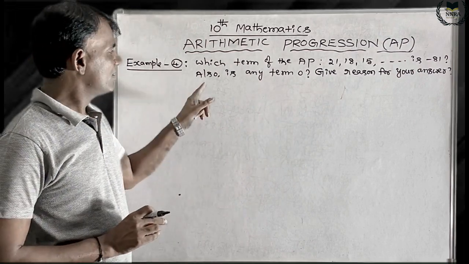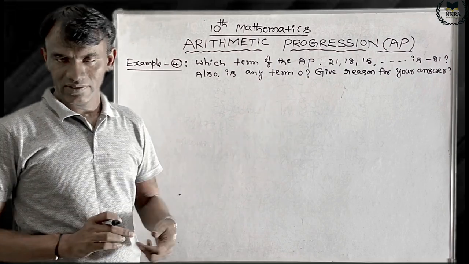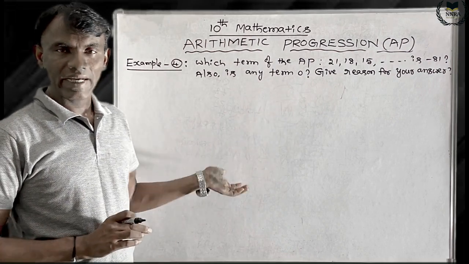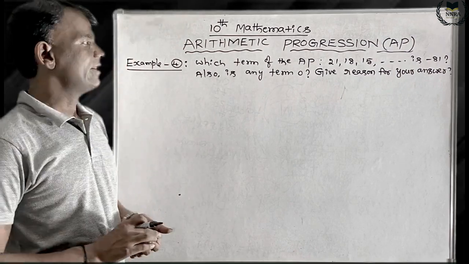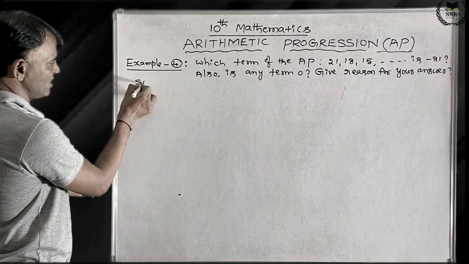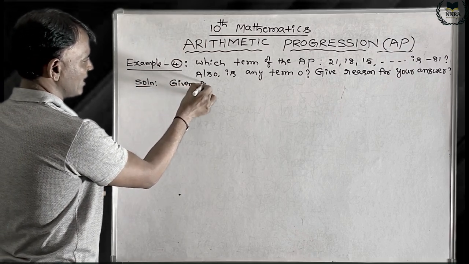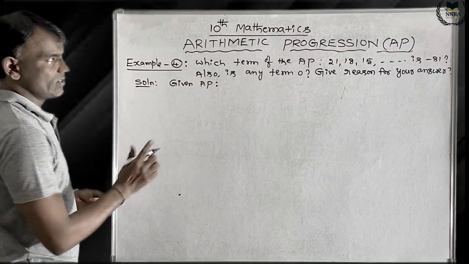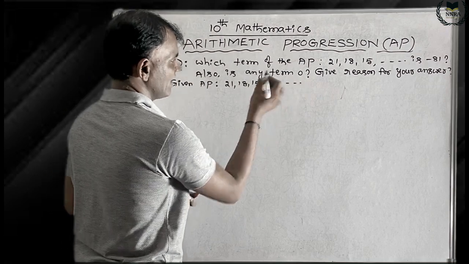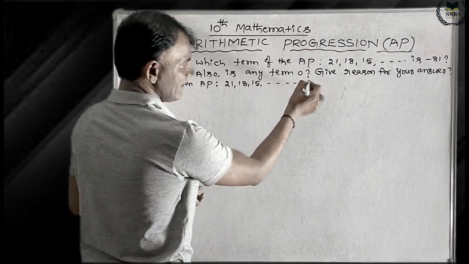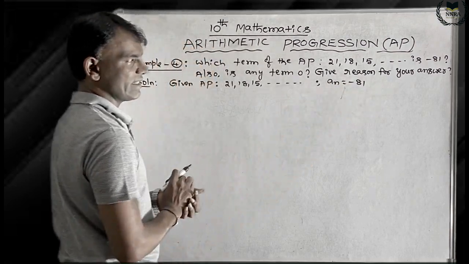After that, is any term 0? Means we just write an equal to 0. Then again we find the required value for that. What is my point? Then see here, this is the solution. What is the given data? Right here, given AP: 21, 18, 15 and so on. And one more value, what is that? An equal to minus 81.